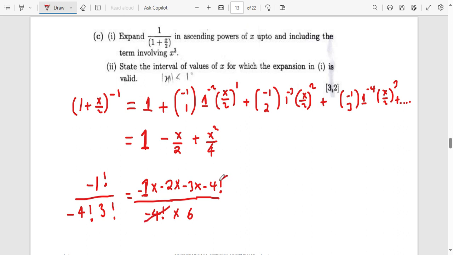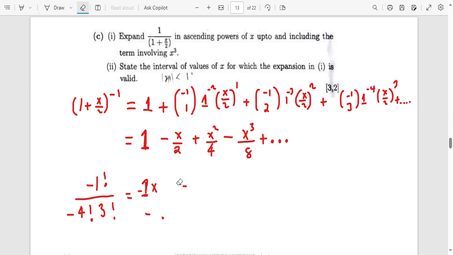Negative 4 factorial cancels negative 4 factorial. Negative 1 times negative 2 times negative 3 is negative 6. That negative 6 can cancel with this 6, so the answer will just be a negative 1. That negative 1 times 1 to the power negative 4, which is just a 1. X to the power 3 is x power 3, and then 2 to the power 3 is 8. So that will be negative x to the power 3 over 8. Plus, the terms will continue going, but our interest is only ending at x power 3. So that is the expansion for this one.